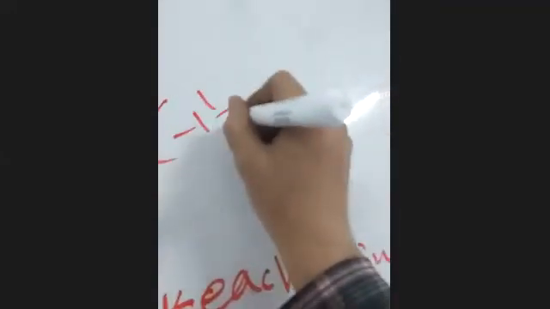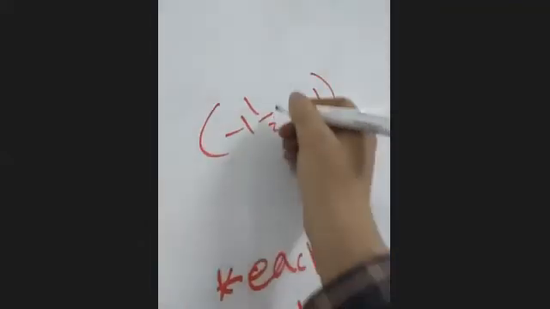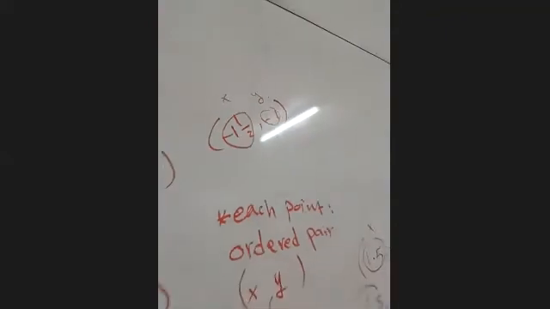So look here. What's the point? Negative 1 and a half, comma, negative 1. Right? Yes. Write it. The point is negative 1 and a half, comma, negative 1. This is x and this is y. This is the check.